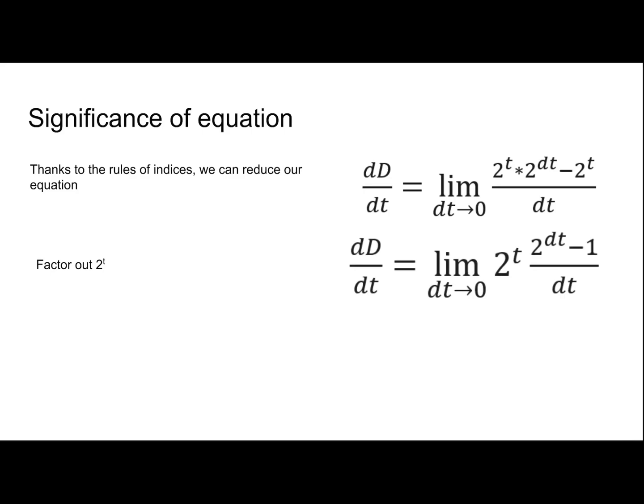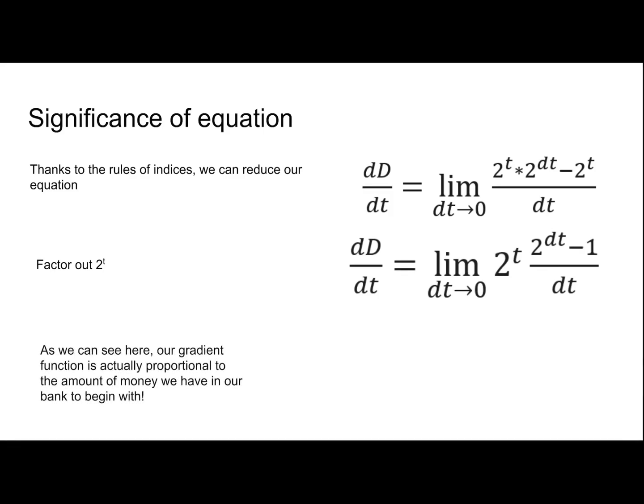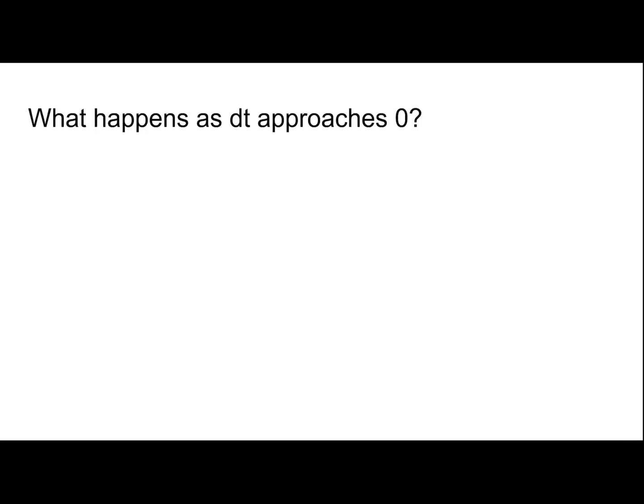If we have $5 million in our bank account and we get compound interest annually on that $5 million, then we're going to be seeing a rapid increase in our money, much faster than that $5 we were having before. That's because the rate of change is actually proportional to how much money we have in the bank account to begin with. It's actually proportional to each other. So as you see here, our gradient function is proportional to the amount of money we have in our bank account to begin with.